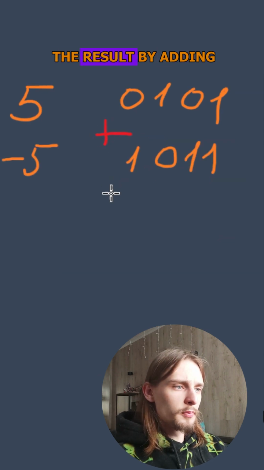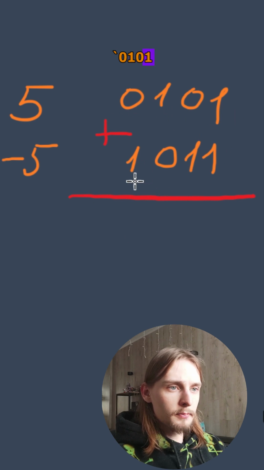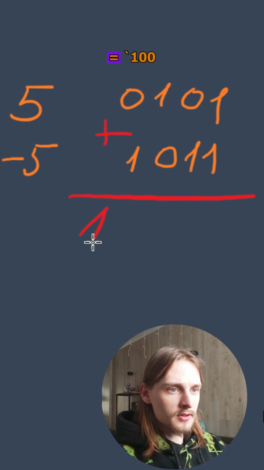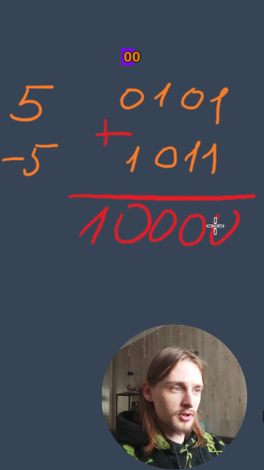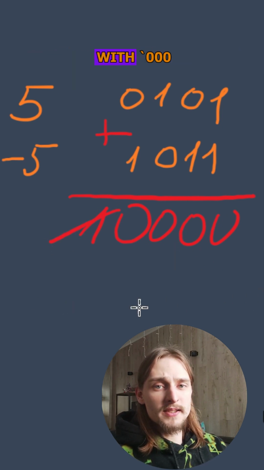Now we can check the result by adding 5 and minus 5. 0101 plus 1011 equals 10000. The carry bit is discarded and we are left with 0000.